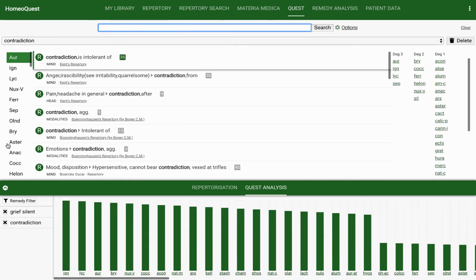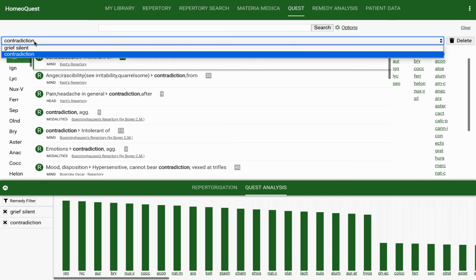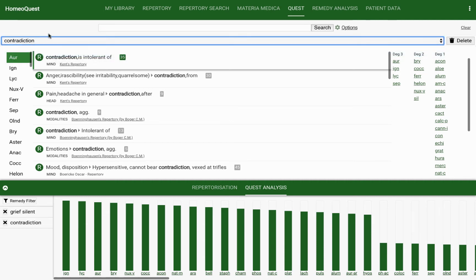So these are the top remedies now for contradiction, intolerant or cannot tolerate, or aggravation, and so on. Okay, so we have Aurum, Ignatia and Lyco. Now you have two symptoms, silent grief and contradiction, where I used contradiction because I wanted a broad range of symptoms. I didn't put in aggravation because I would have missed out contradiction, intolerant of, and so on. So I just put a broad spectrum rubric there.